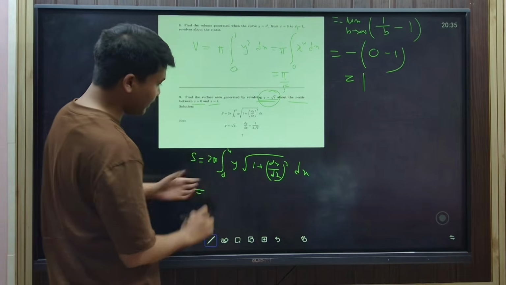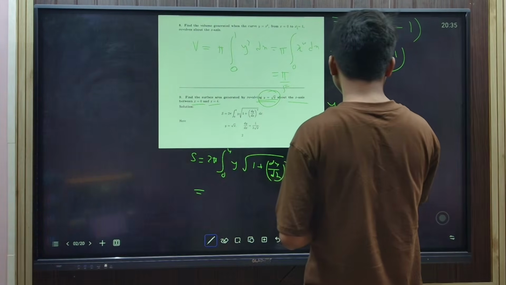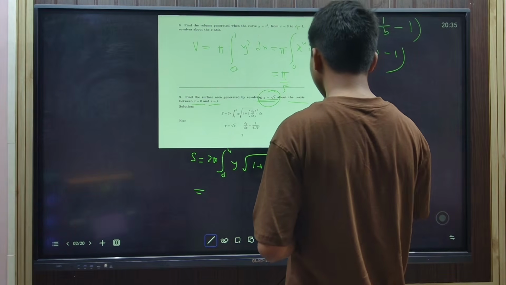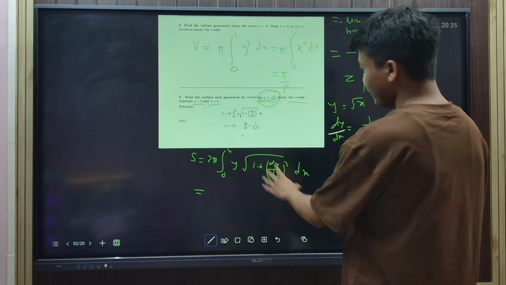So now you have everything. If you have y equal to root x, what is dy/dx? dy/dx is 1 by 2 root x. So now dy/dx you have, and y already you have.